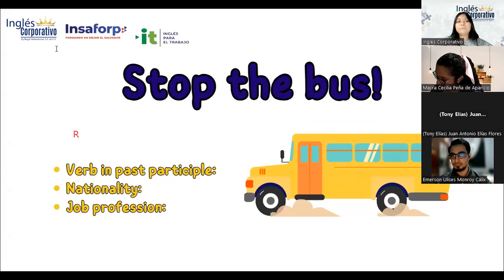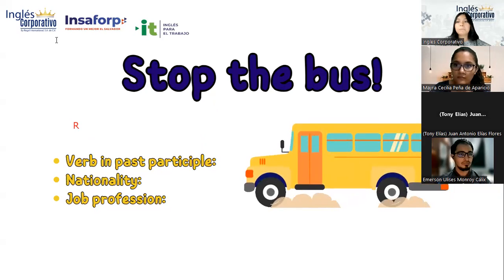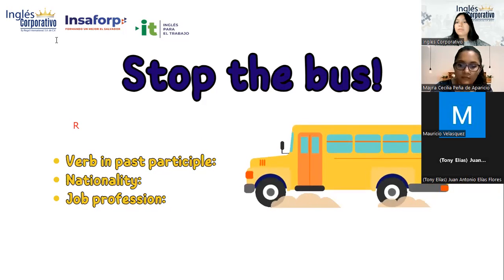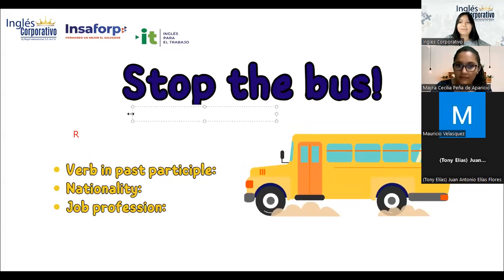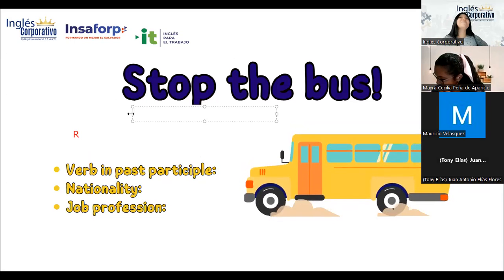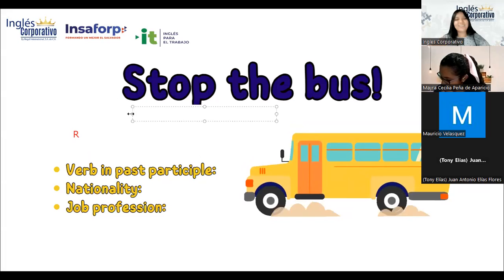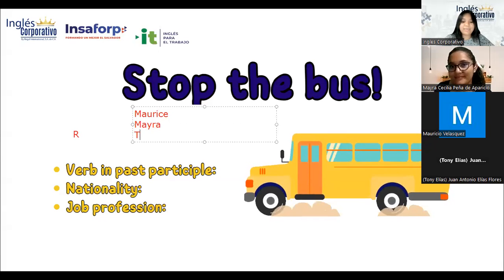Let me know. The verb in past participle? Red. Okay, red, very good. Nationality? Romanian. Okay. And job profession? Runner. Okay, perfect. So Maurice, Myra, Antonio, you get 1 point each.